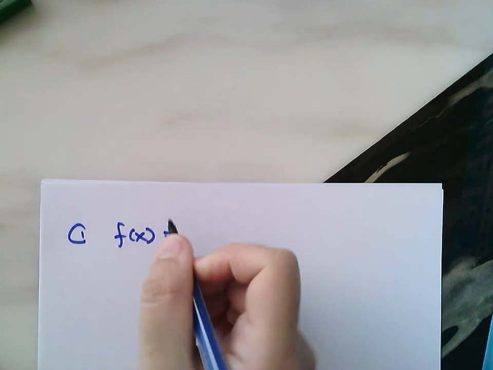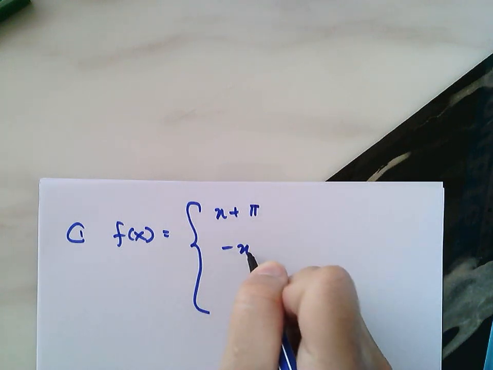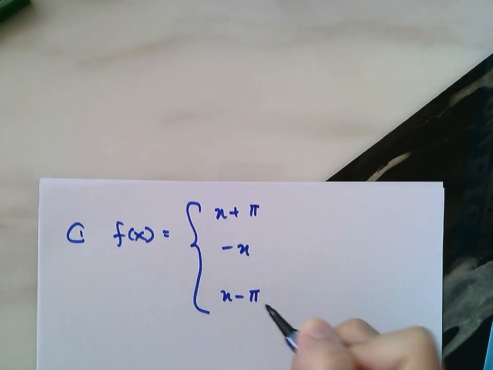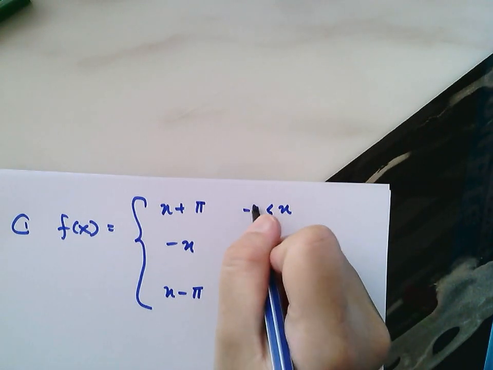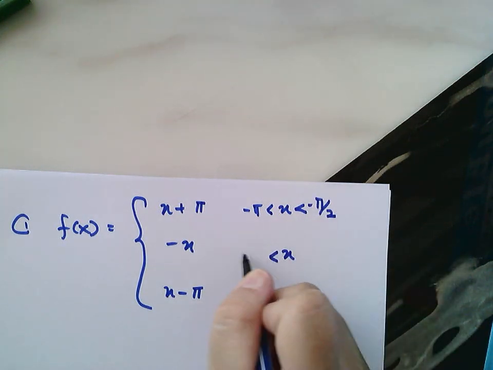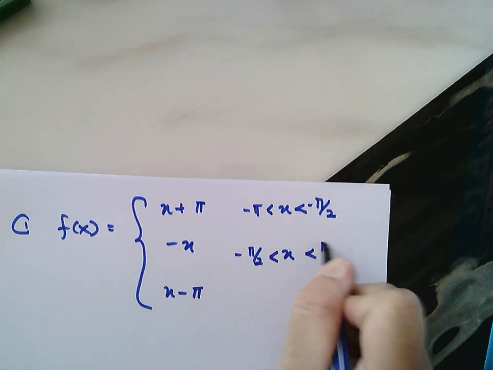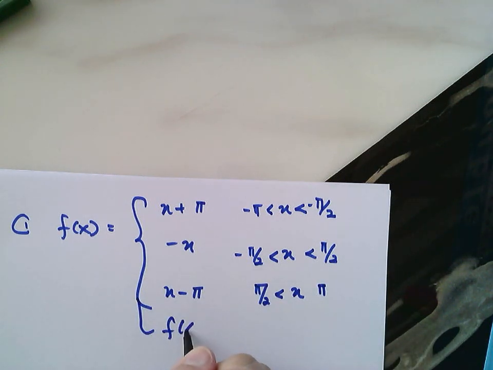Let's say your given function is f(x) equals x plus pi, negative x, and x minus pi. The first one is from the range of negative pi to negative pi over 2, the second is from negative pi over 2 to pi over 2, and the last one is from pi over 2 to pi. So with this one, f(x plus 2 pi).